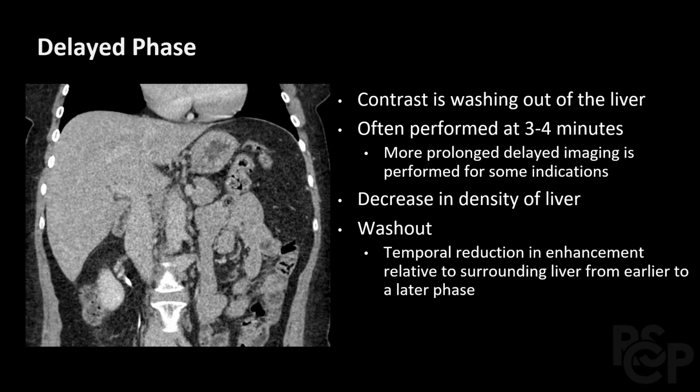The delayed phase is obtained when contrast is washing out of the liver. This is usually performed 3 to 4 minutes after injection of contrast. During the delayed phase, we notice a decrease in density of the liver. In regard to this stage of contrast enhancement, it is important to learn about and define the term washout, which is a temporal reduction in enhancement relative to surrounding liver from earlier to a later phase.